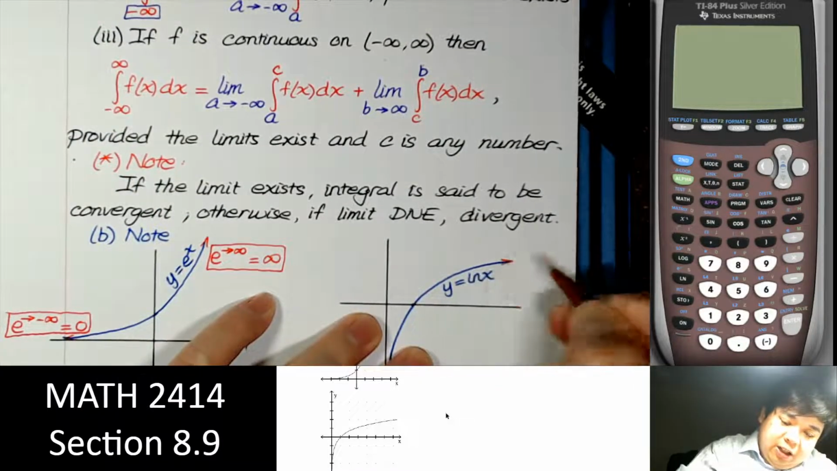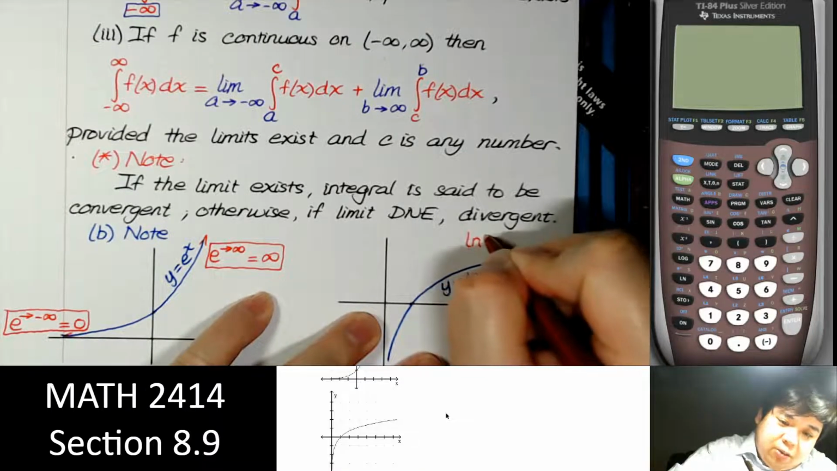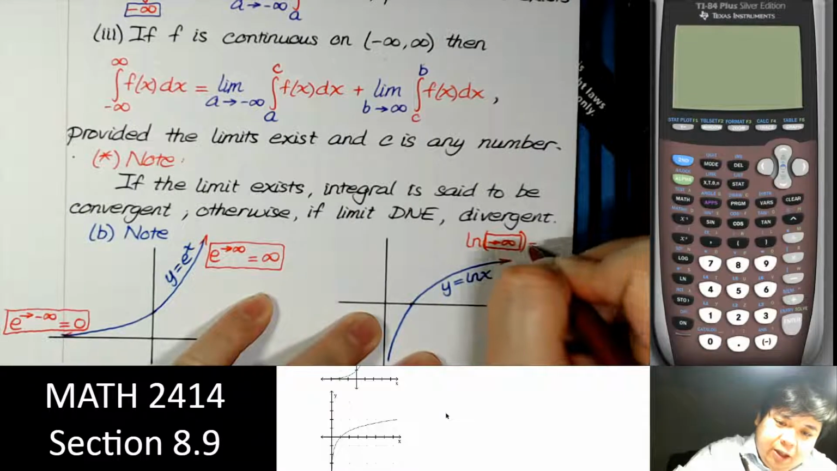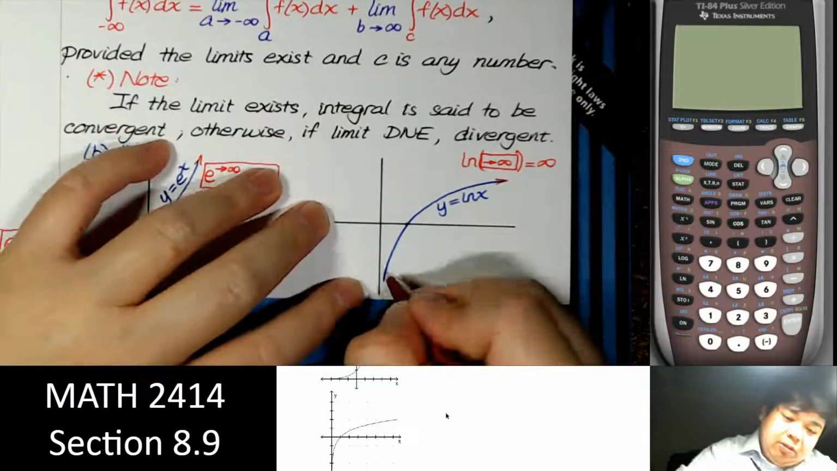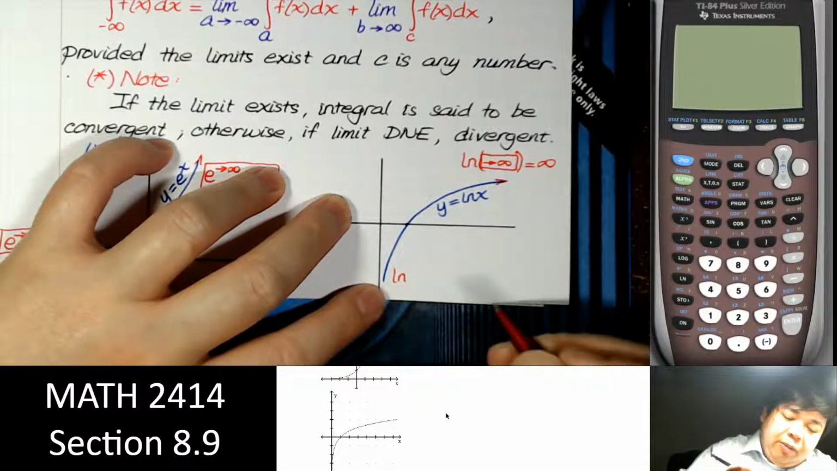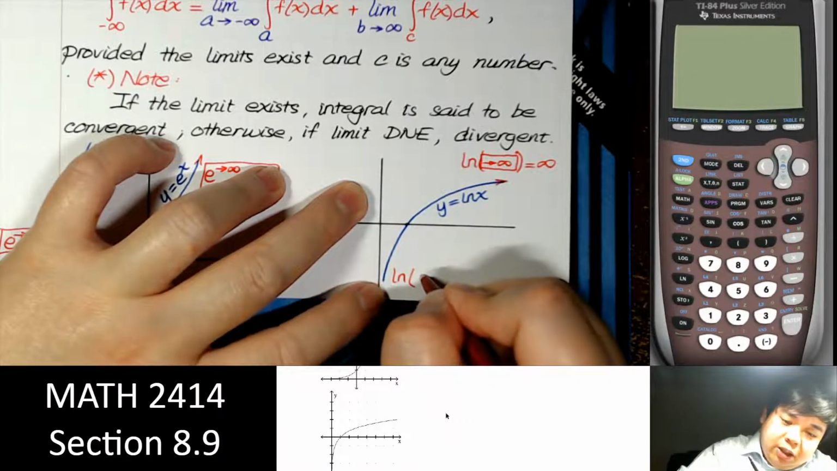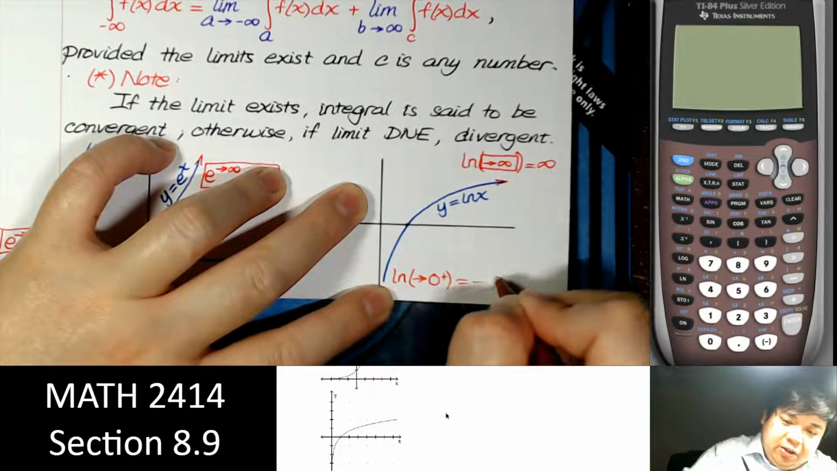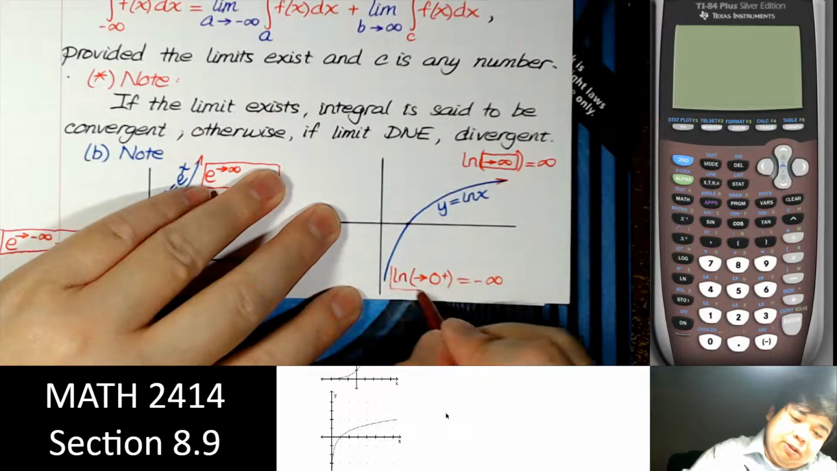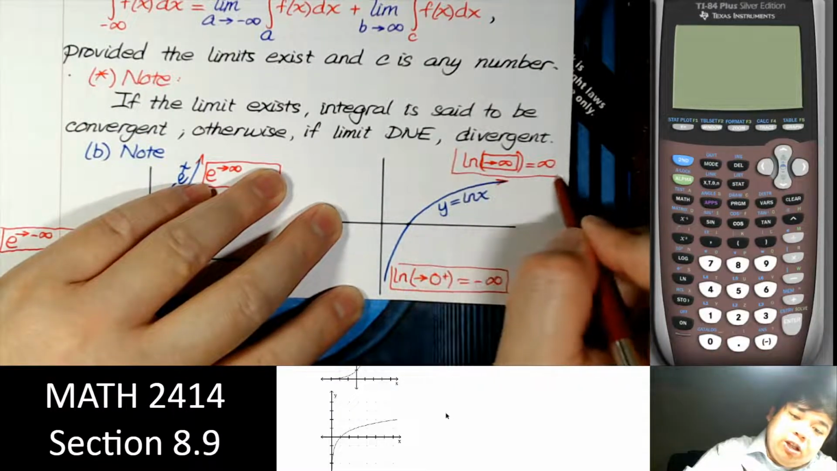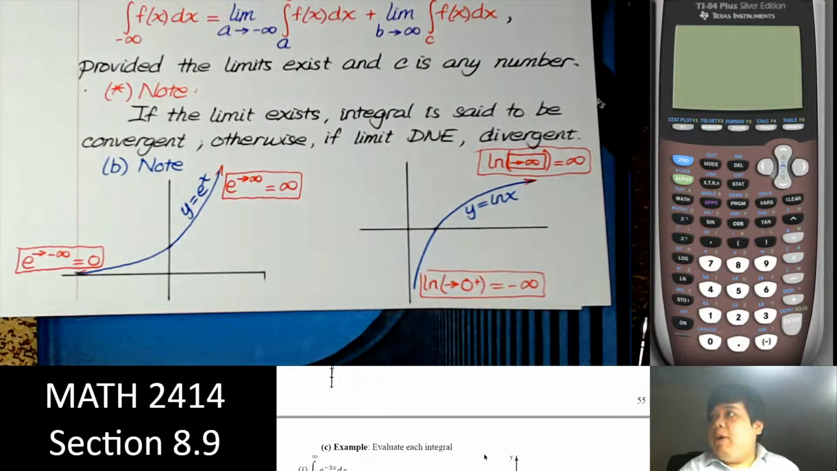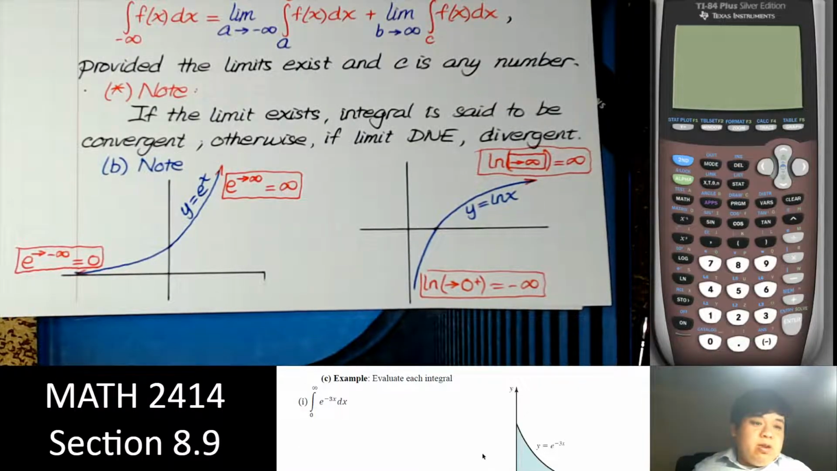On the right hand side, log of something that goes to infinity is infinity, and log of something that goes to 0 on the right hand side is negative infinity. So we need to know this when we have those scenarios. Other than that, let's just go to the first example to see what happened.